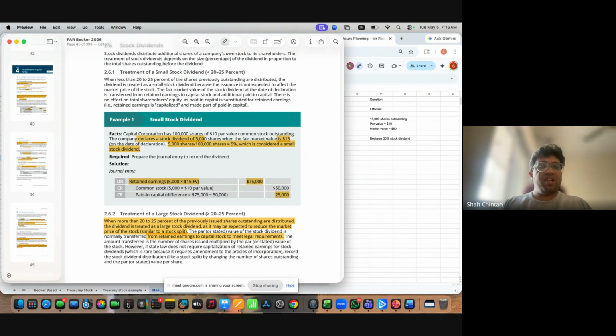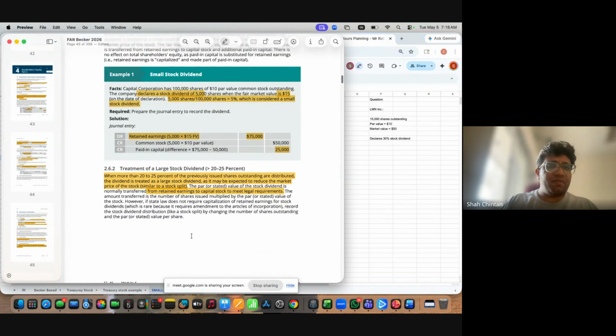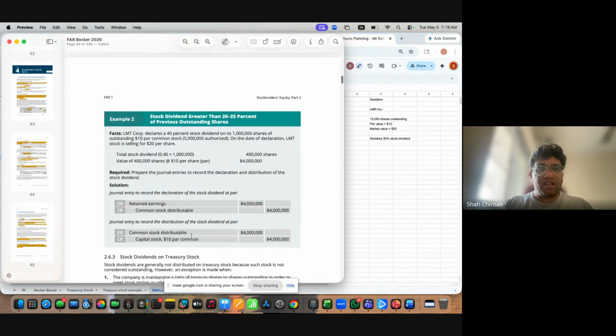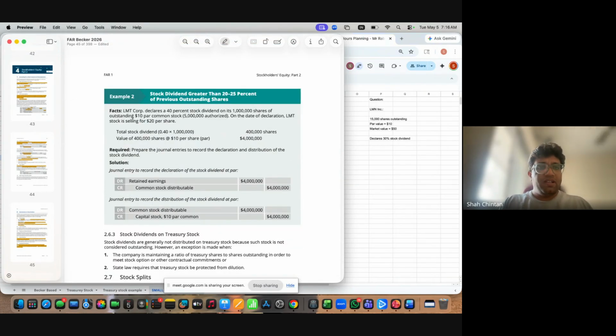However, the only change is you do not book anything at APIC. You assume whatever stock you have issued represents your entire common stock value only. Let's see an example, again that's a very simple concept, you will understand what we are trying to say. Suppose LMT Corporation declares a 40% stock dividend on its 1 million shares which were outstanding at $10 per common stock.